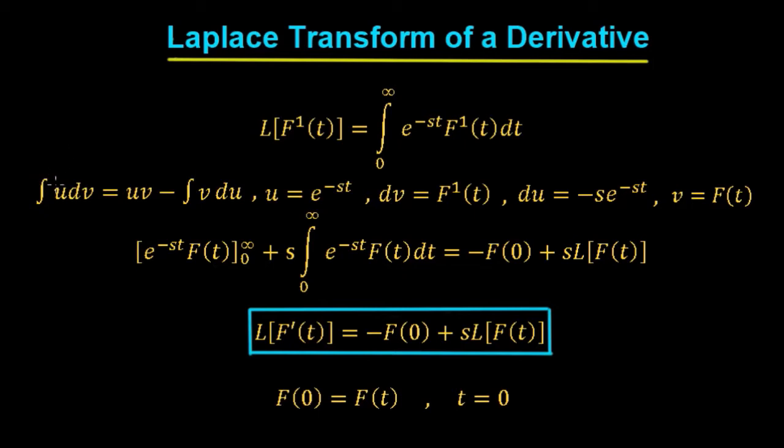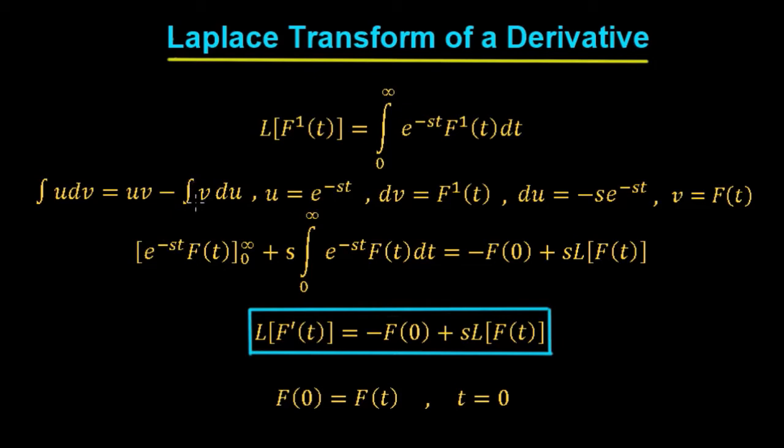So if we look at this integral of u dv, it equals u times v minus the integral of v du. Now if we let u equal e to the minus st and dv equal the f derivative of t, then du is simply the first derivative of u with respect to t, which is minus s e to the minus st. And to get v, we integrate that side, so you're just left with your function f of t. So we can say u times v equals e to the minus st times f of t.